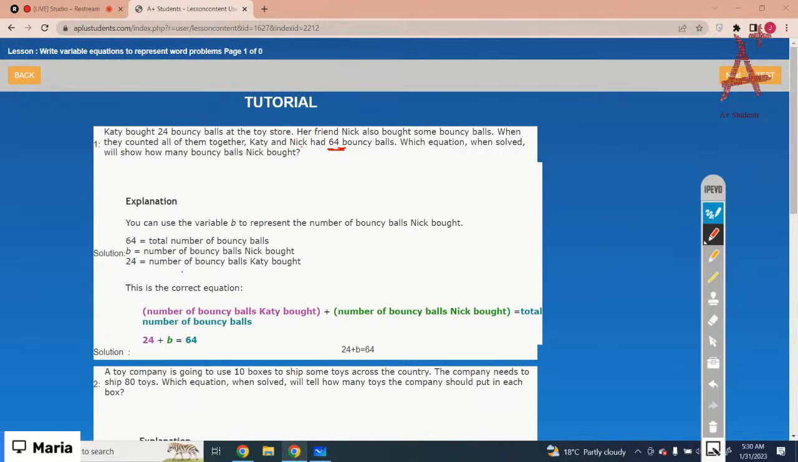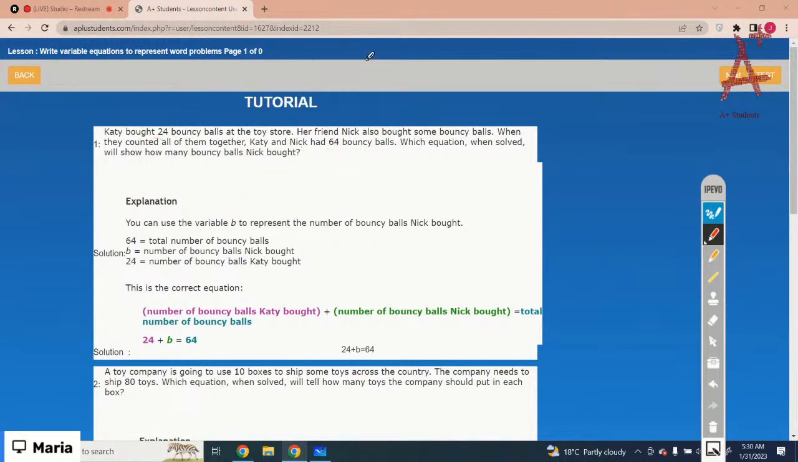Here you have two friends, Katie and Nick. Katie bought 24 bouncy balls, and you don't know how many balls Nick bought. But when we add them together, 24 and the one you don't know, the balls that Nick bought, let's suppose it is B. When they added them together, it is 64. You just have to understand the question and write it down. It will be 24 plus B equals 64. Got it?